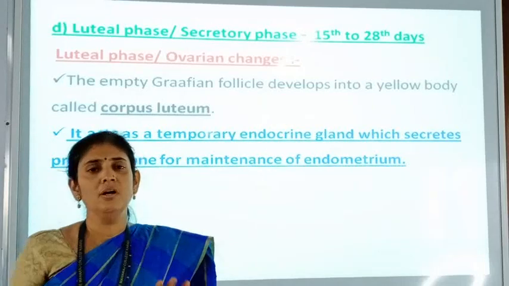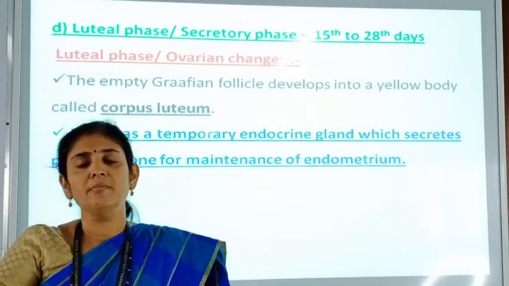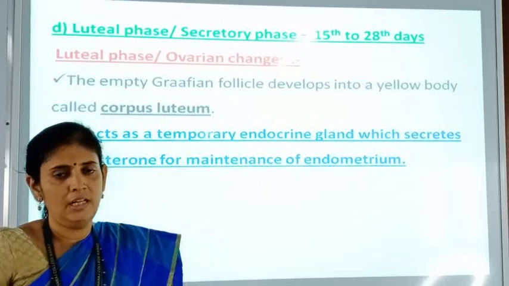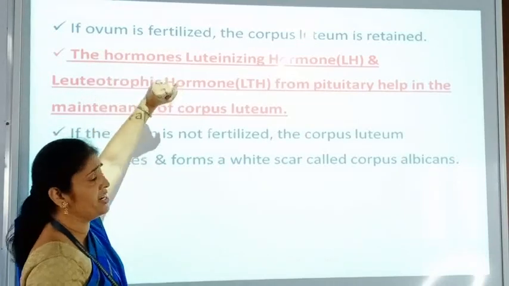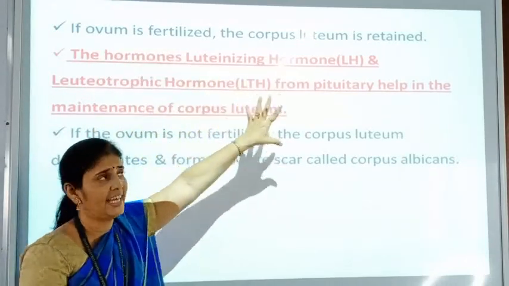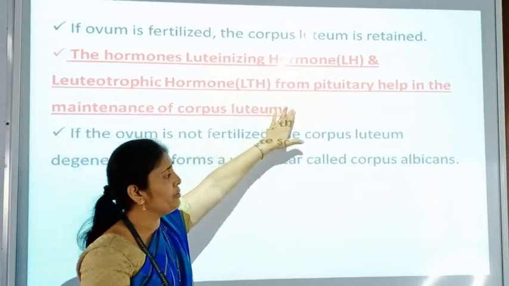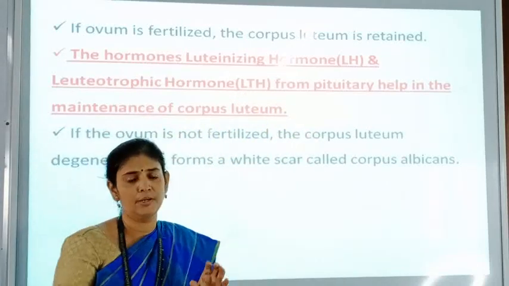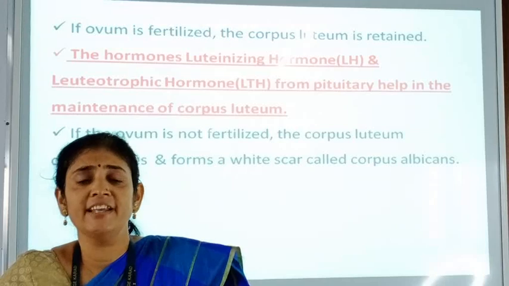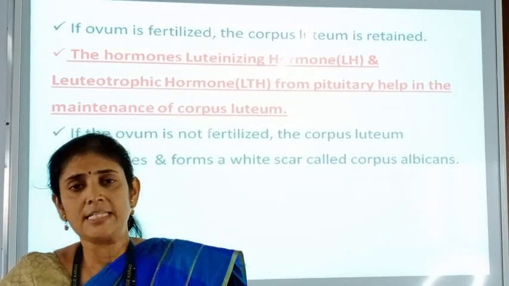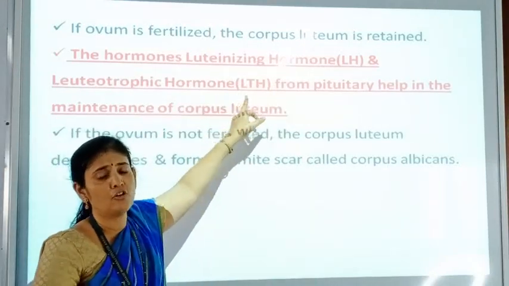Means, during the 15th to 28th day of the cycle, what happens? The empty graafian follicle converts into corpus luteum. Corpus luteum is secreting progesterone hormone. These are the changes in the ovary. Now what happens to the uterus? So here one point remaining. If the ovum is fertilized, the corpus luteum is retained. The hormone luteinizing LH and luteotropic hormone LTH from the pituitary gland help in the maintenance of the corpus luteum. If suppose the pregnancy is conceived, then corpus luteum is formed, and for the maintenance of corpus luteum, again two hormones are secreted by the pituitary gland, that is LH, luteinizing hormone, and LTH, luteotropic hormone.